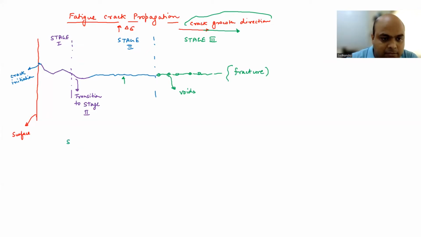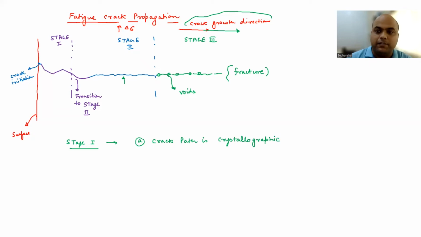So first is stage 1. If you see here, the crack path is crystallographic. You can see the purple one, right? It is not perpendicular to the loading direction. It has some inclined angle as the crack propagates. So why is this happening? You have a very small crack length, right? It has just started propagating. So the crack length is small.